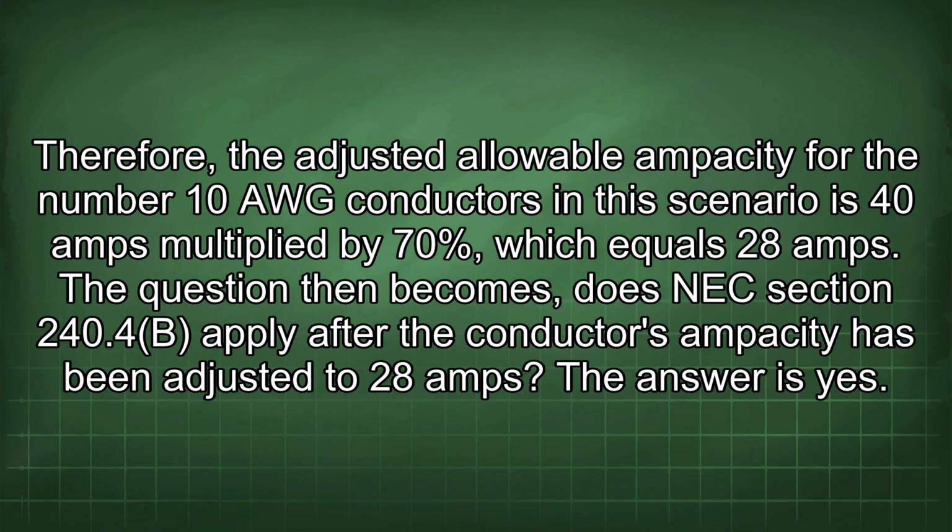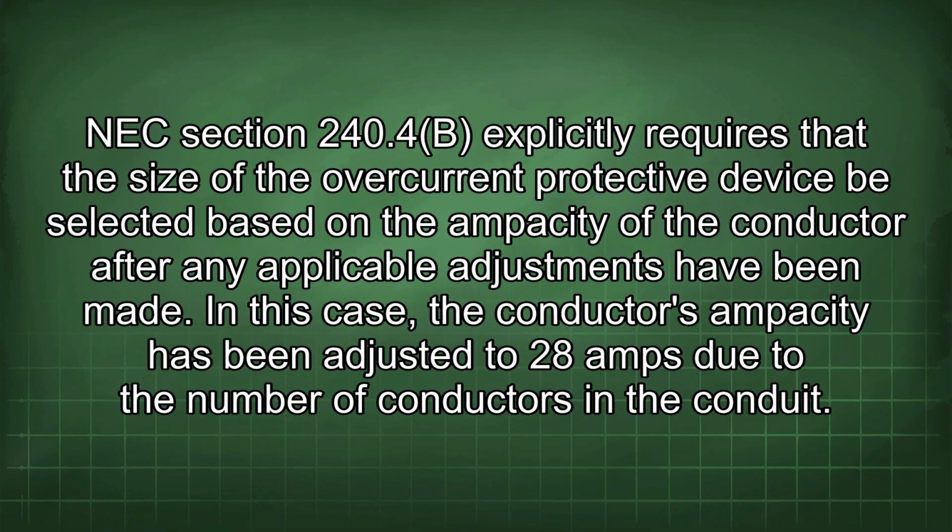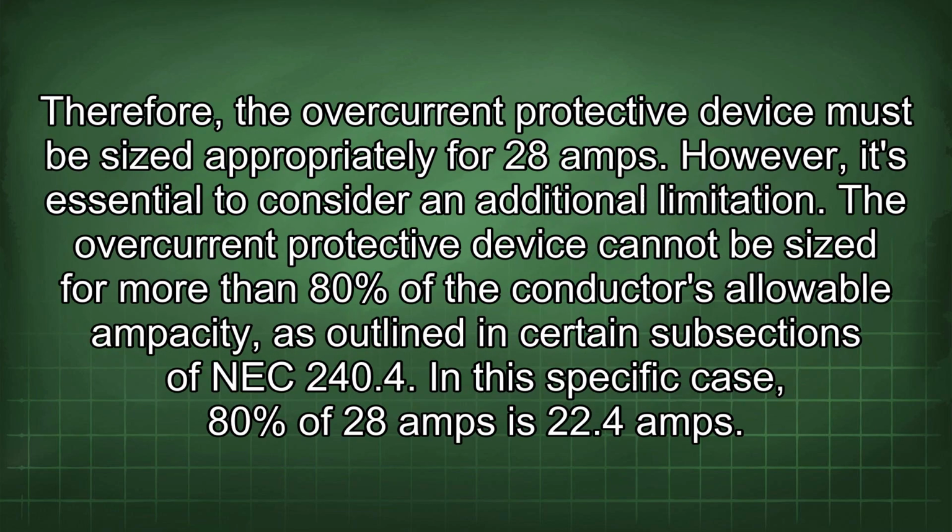The question then becomes, does NEC Section 240.4(B) apply after the conductor's ampacity has been adjusted to 28 amps? The answer is yes. NEC Section 240.4(B) explicitly requires that the size of the overcurrent protective device be selected based on the ampacity of the conductor after any applicable adjustments have been made. In this case, the conductor's ampacity has been adjusted to 28 amps due to the number of conductors in the conduit. Therefore, the overcurrent protective device must be sized appropriately for 28 amps.